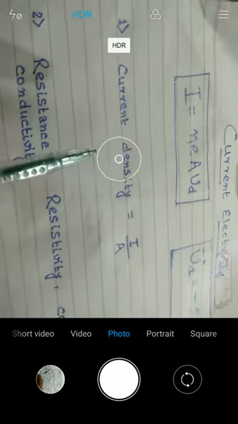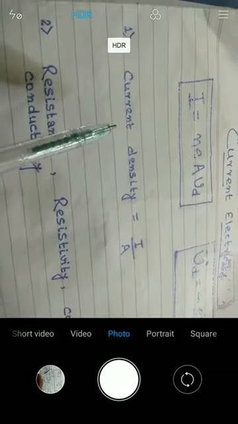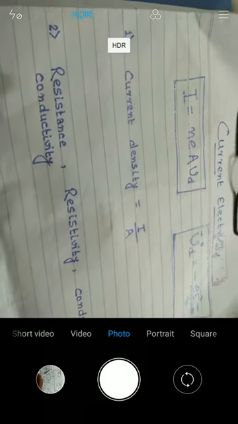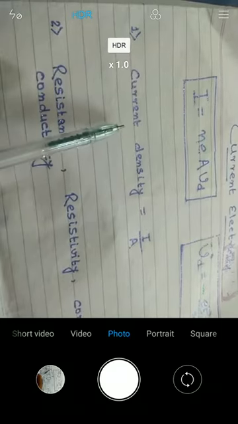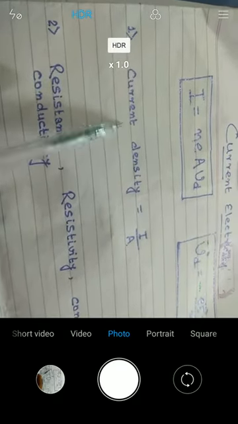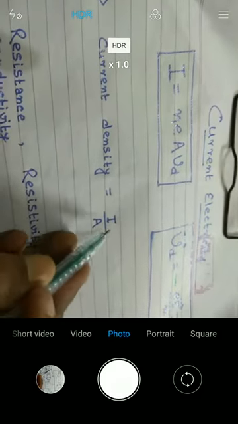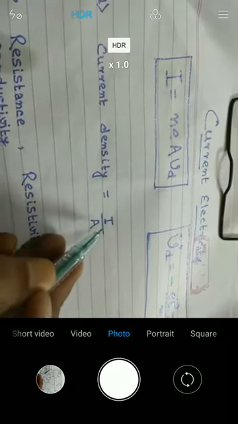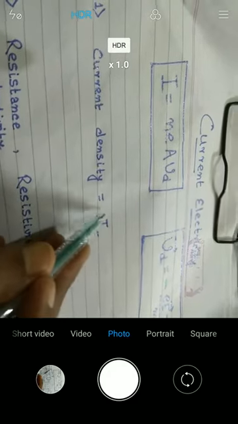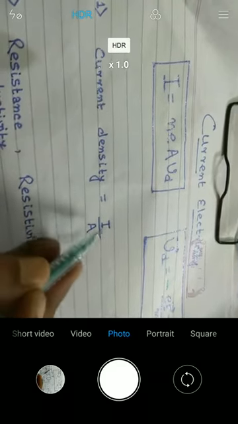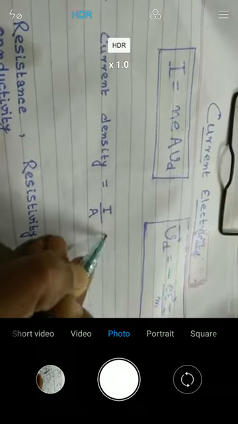So in today's class we are going to discuss some of the physical quantities. That are current density. We will derive formula for resistance, conductance, resistivity and conductivity. First I am talking about current density. See, current density is nothing but current flowing per unit cross sectional area of the wire. So current density is current divided by cross sectional area of the wire.